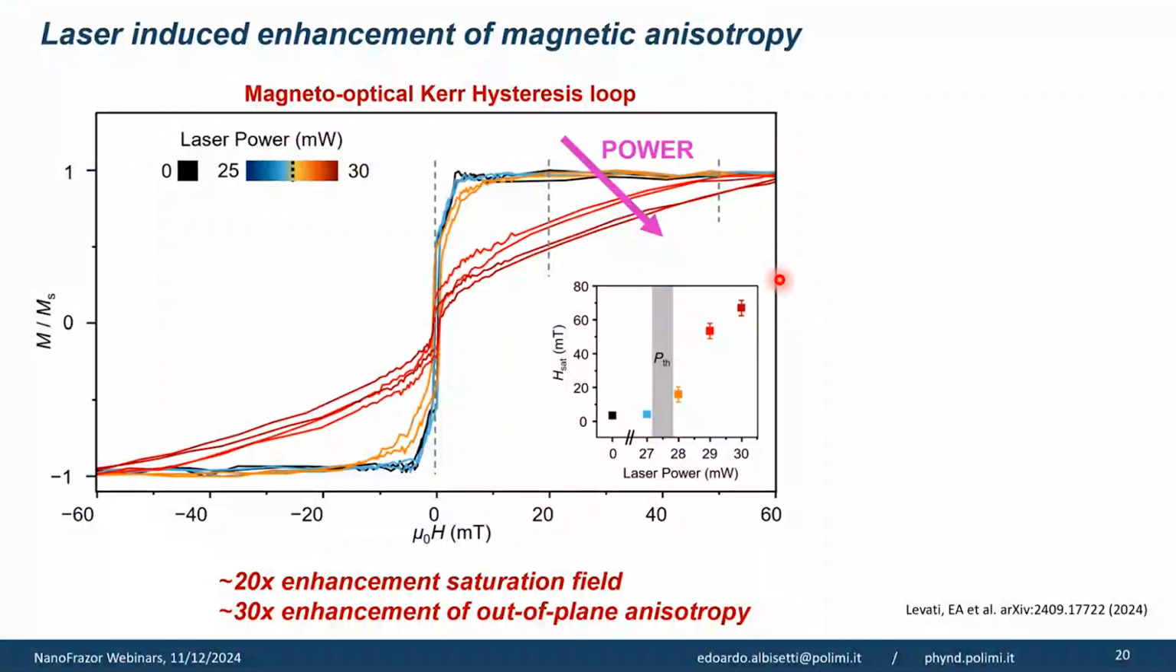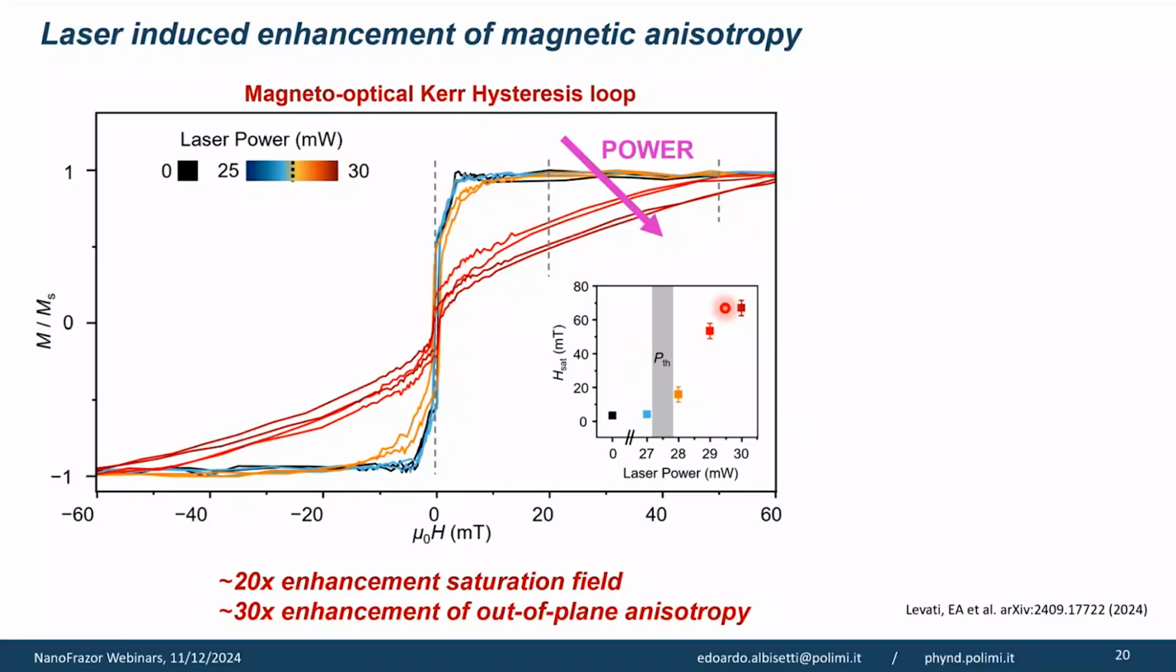But to actually understand more quantitatively what's happening to the magnetic properties, we have to acquire hysteresis loops. Hysteresis loops are the way that we have to measure magnetic properties. In particular, what we did was to acquire in-plane loops. So we apply an external magnetic field and we measure the magnetization using a laser, using the so-called magneto-optical Kerr effect. And we see a tunability of the hysteresis loop that changes a lot from the black curve, that is the pristine one, which saturates around 3 millitesla, to the higher power patterns that saturate at 60 millitesla.